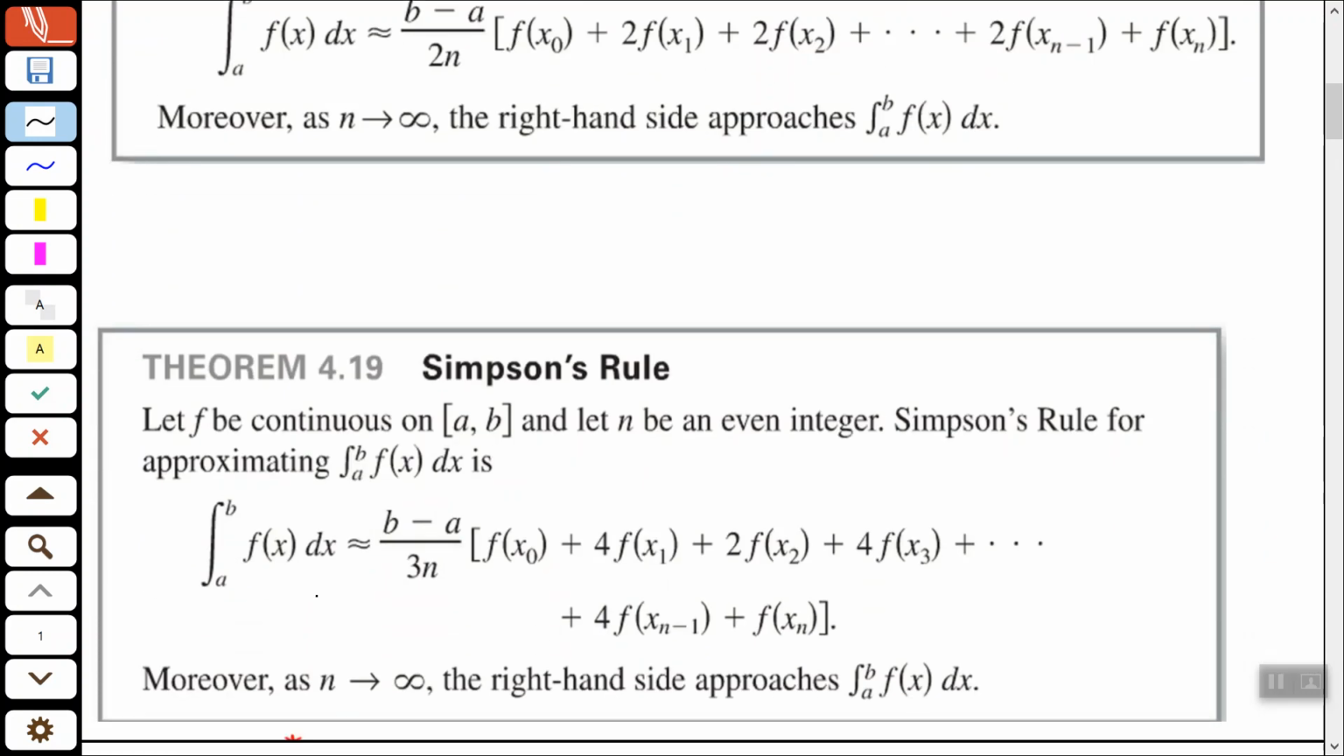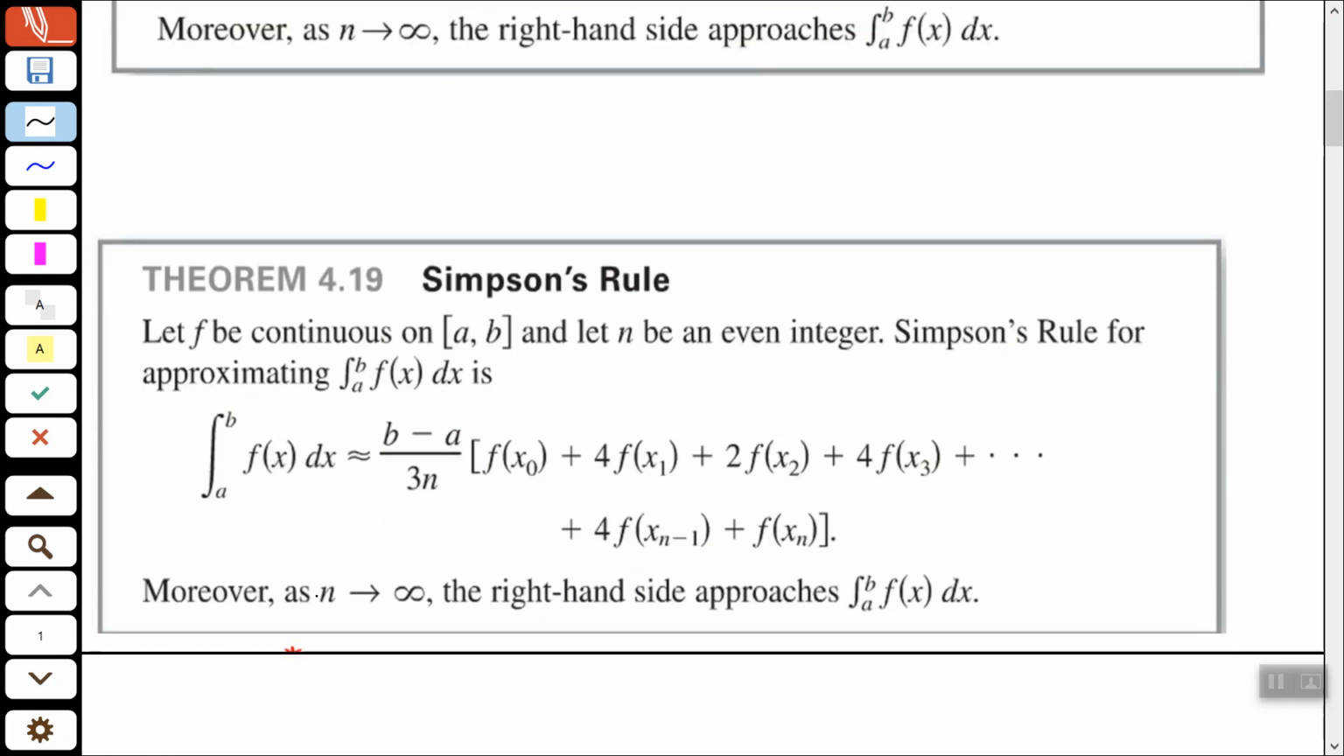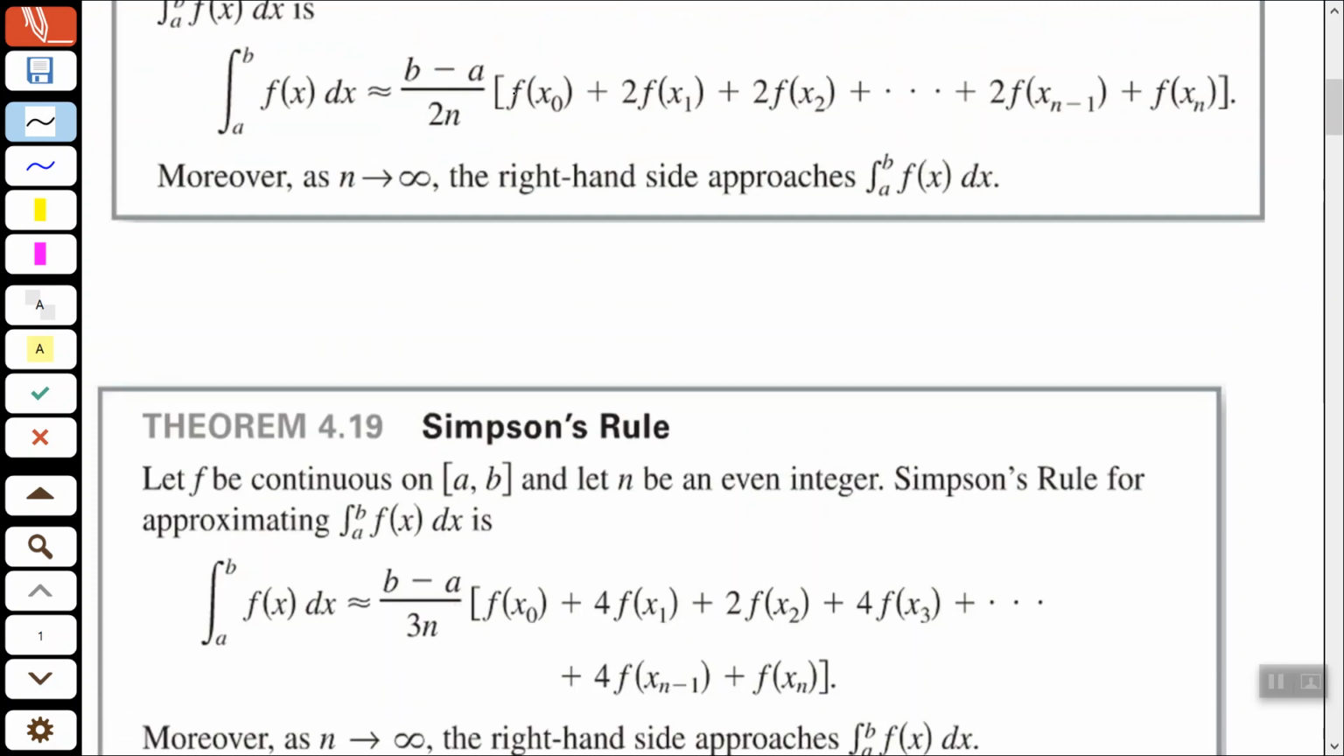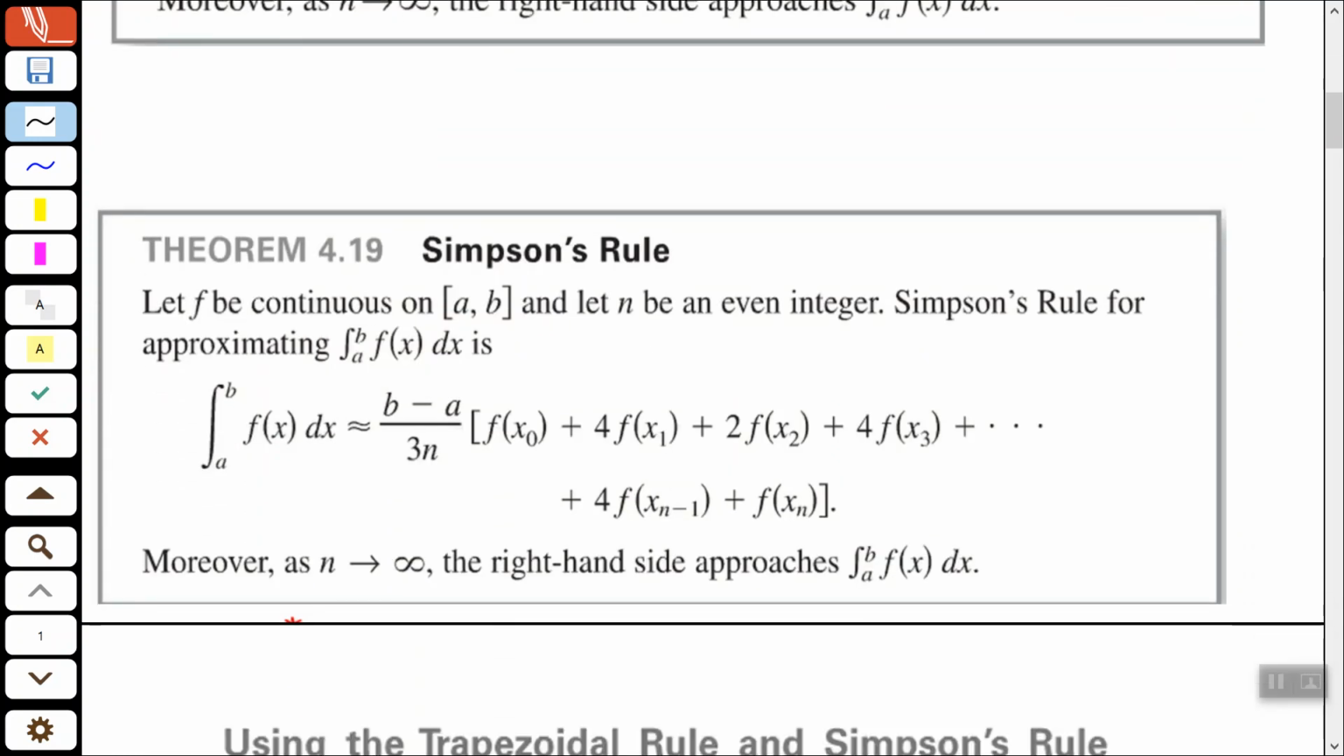Now to get a closer approximation, if the number of intervals is an even integer, we can use the Simpson's rule. And it still says the integral of f of x dx from a to b is approximately (b minus a) over 3n times f of x sub 0 plus 4f of x sub 1 plus 2 times f of x sub 2 plus 4, and so on. Above, in the trapezoidal rule, we don't have a constant multiplier in front of f of x sub 0, and then we have 2, 2, 2, 2 until we get to the n. In Simpson's rule, we don't have a constant multiplier in front of f of x sub 0, then it goes 4, 2, 4, 2, 4, 2 until we get to the end.